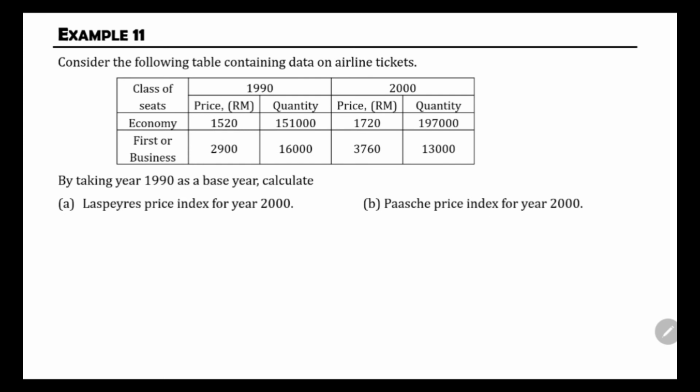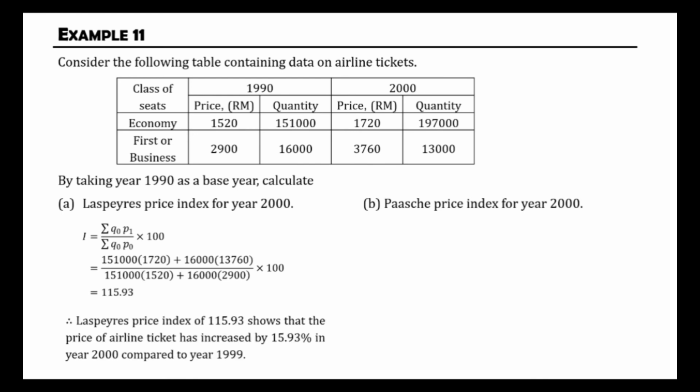So last year's price index takes quantity from the base year as weight. So quantity from 1990 times price from 2000 over quantity from 1990 times price from 1990, times 100, we get index equal to 115.93. Therefore, last year's price index of 115.93 shows that the price of airline tickets has increased by 15.93% in year 2000 compared to year 1990.